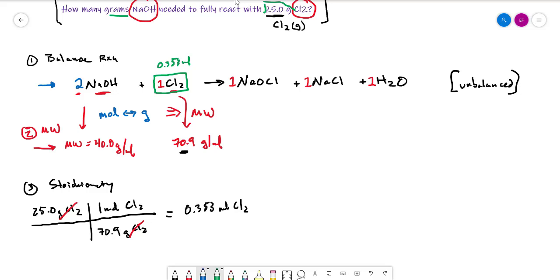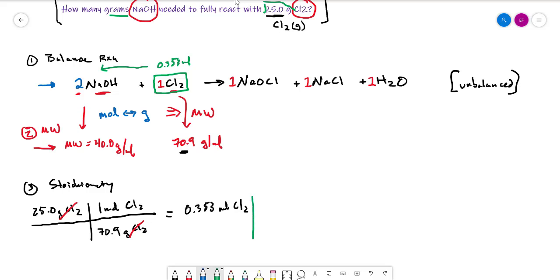Well, we know they react in a 2 mole to 1 mole relationship, and we know that we have 0.353 moles of this stuff. So we could sort of think about this intuitively, right? If we know that we need 2 of these for every 1 of these, and we actually have 0.353, then that means we're going to need probably about 2 times that amount of NaOH in moles. We can do this dimensionally.